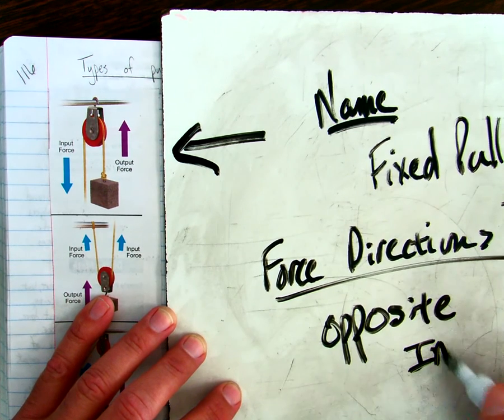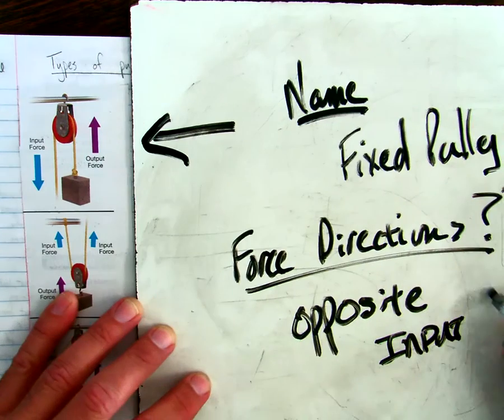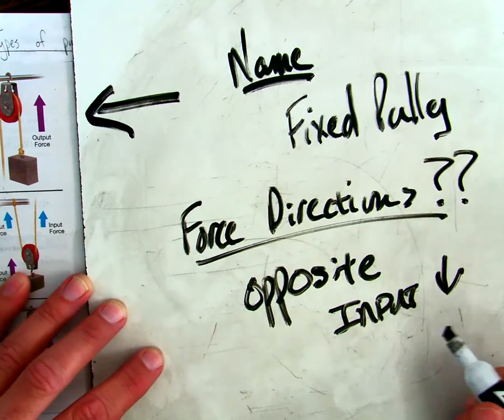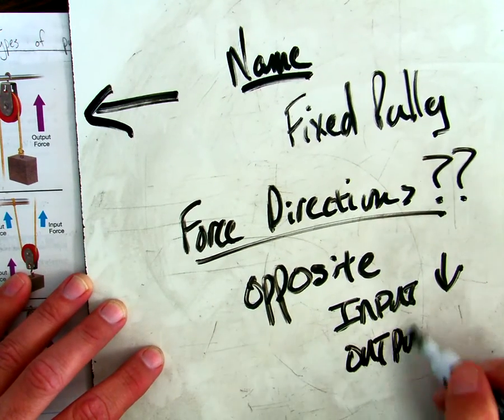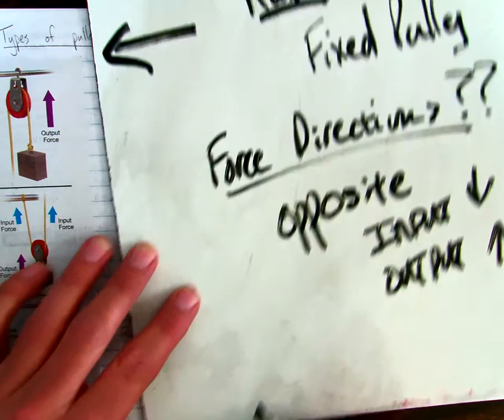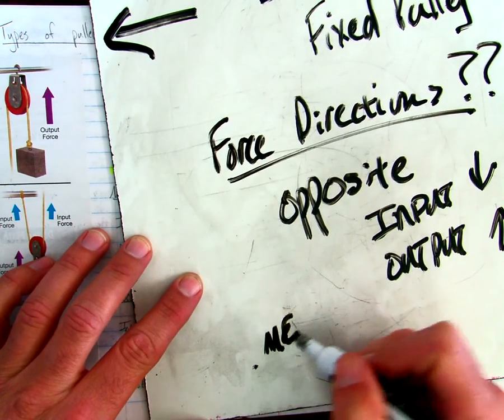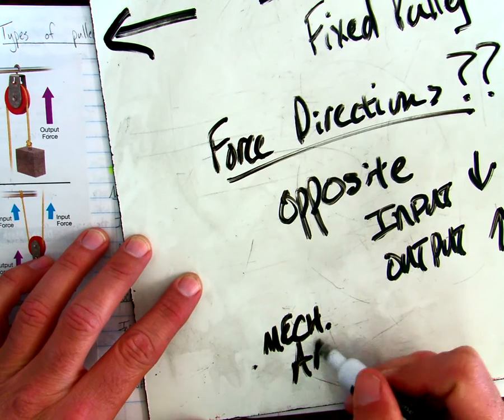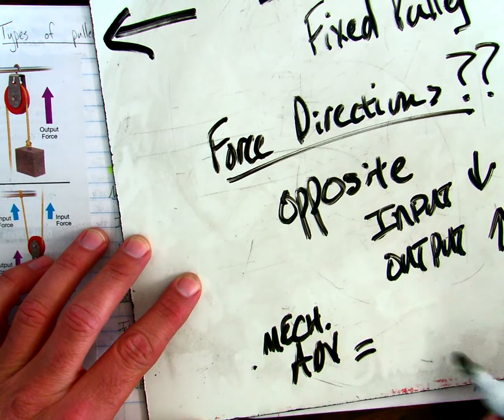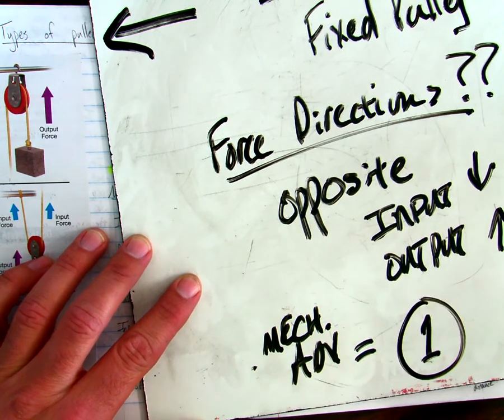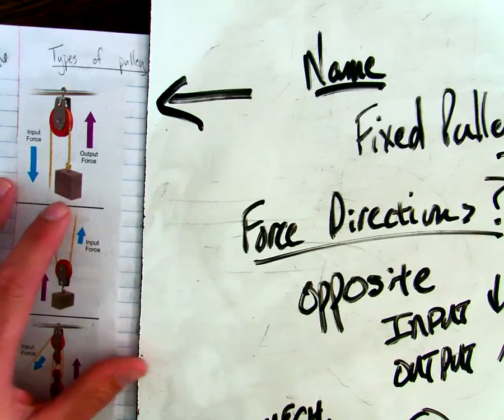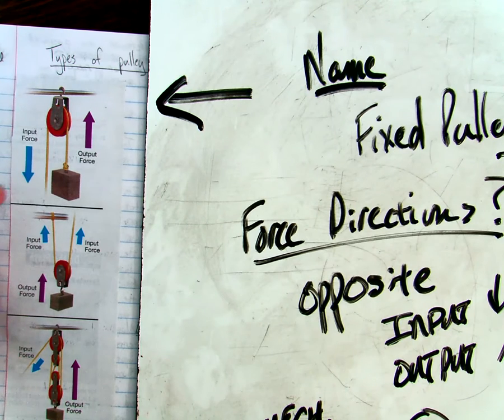So if input is down, that means that output is up. What about mechanical advantage? Mechanical advantage on this one is 1. So there is no mechanical advantage. If it takes 10 pounds of force to move the object up, then it's going to take 10 pounds of downward force to start that. So there is no mechanical advantage for this particular one.